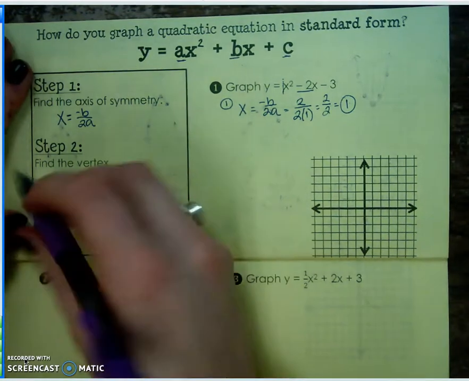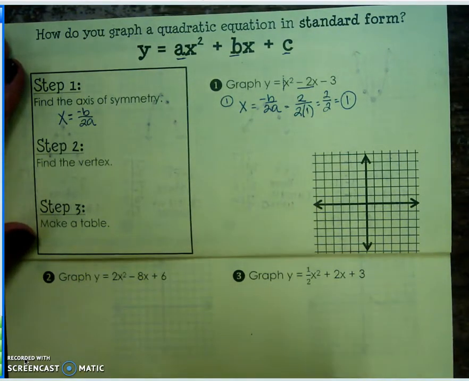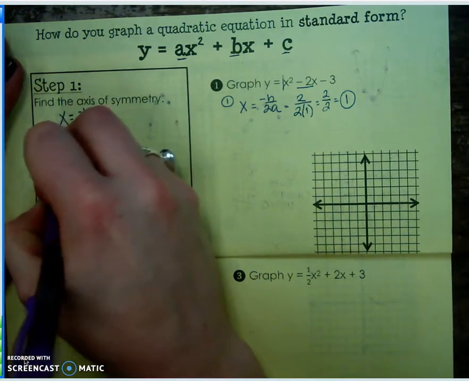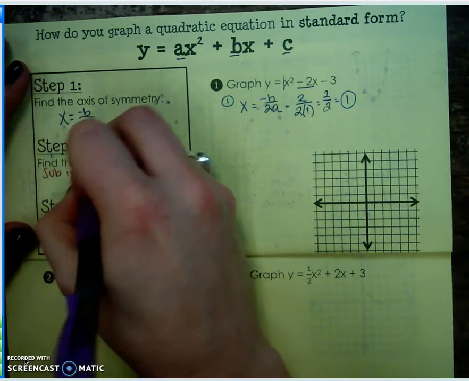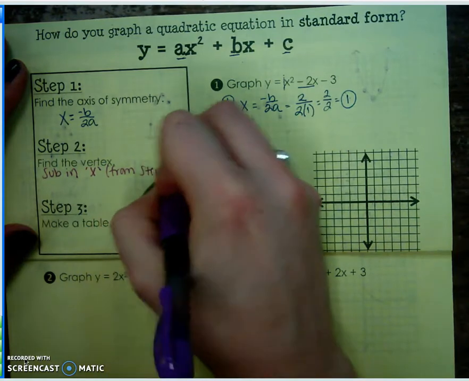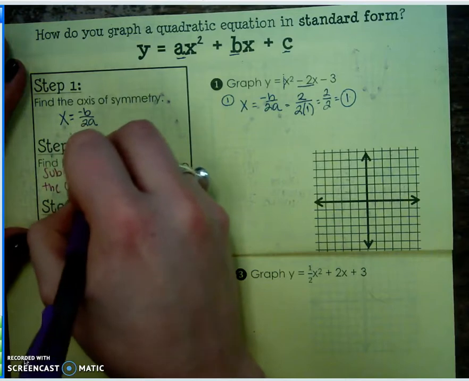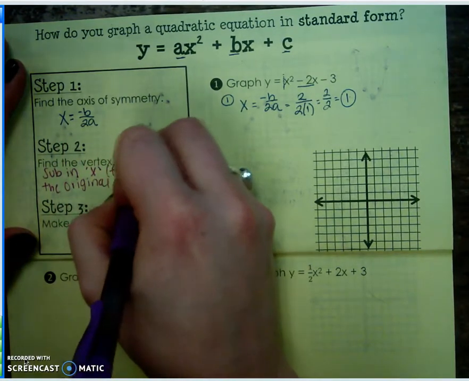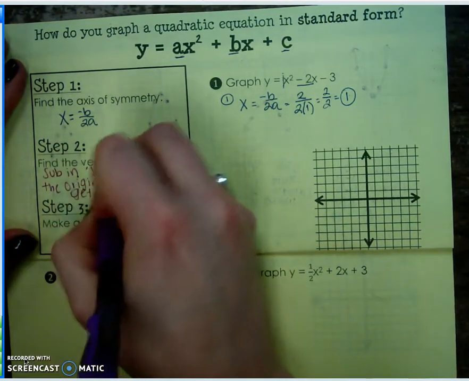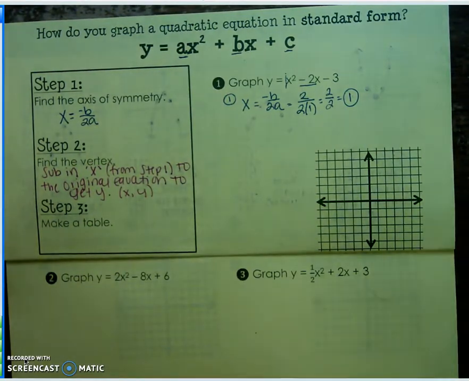Step 2, we're going to find the vertex. Remember, the highest or the lowest point on the parabola. So to find the vertex, we're going to sub in the x from step 1 to the original equation to get y. And then we'll have our xy coordinate. That'll be our vertex.